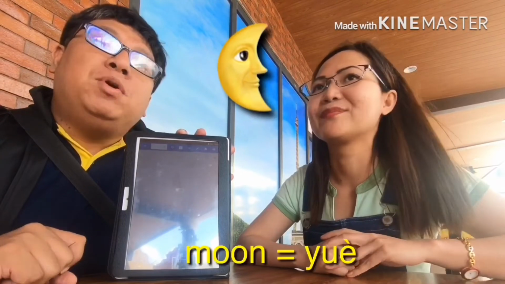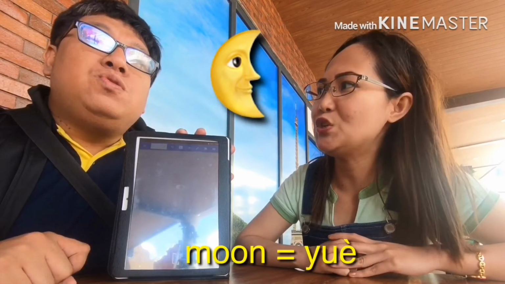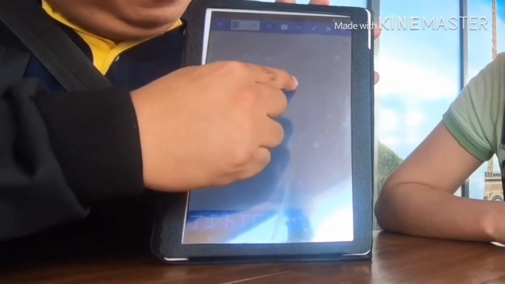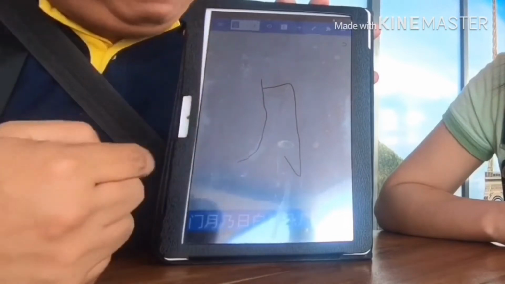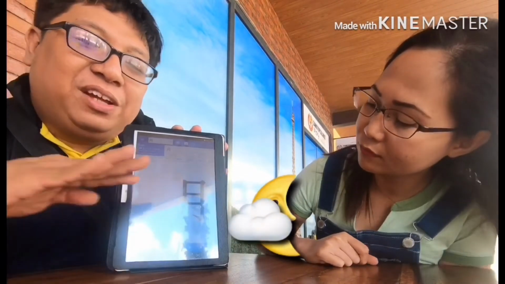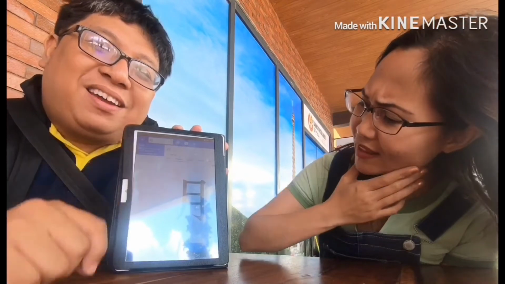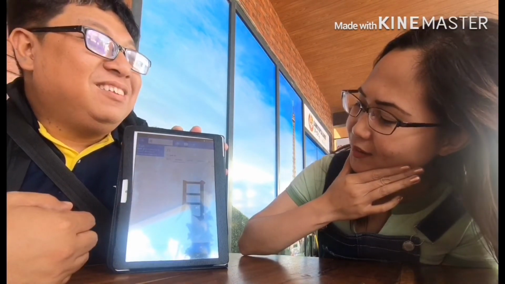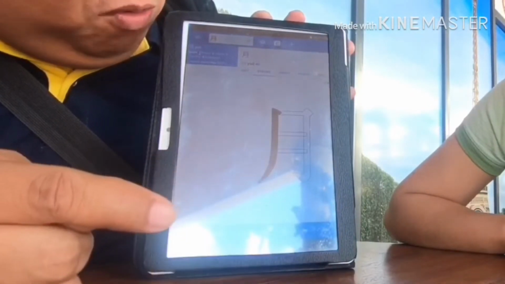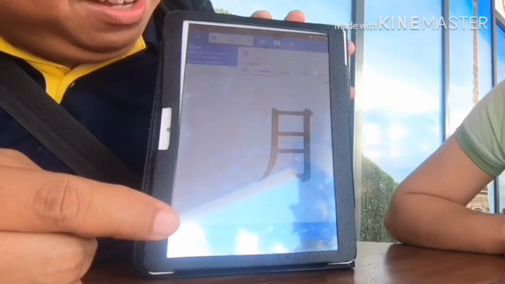Another pictograph is moon. Yue in Mandarin. So the character for yue, moon, is the crescent moon. 1, 2, little hook over there, 3, 4. So very obviously, it is the crescent moon with a cloud sailing by. Where's the cloud? The two lines in the middle. Okay. So again, that is 1, 2, 3, 4.